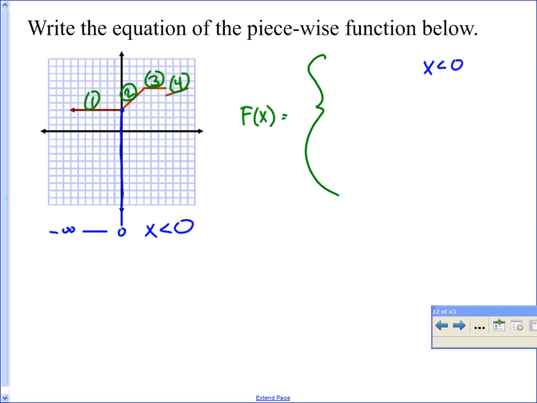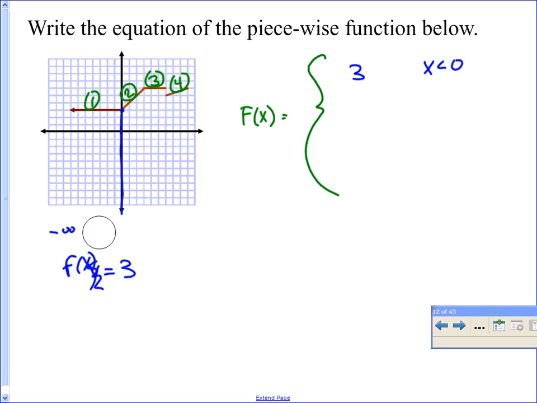Now let's go ahead and find the equation. It's a horizontal line, so we know the equation is y equals some number, or just f of x in this case. And what does f of x equal? It looks like it equals 3 to me. So there's our first one taken care of.